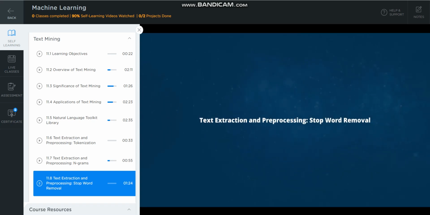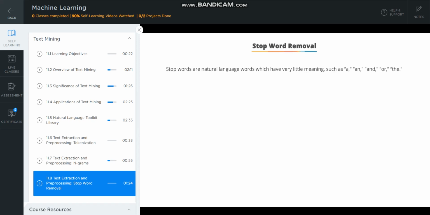Let's now understand what stop words are and how you can remove them. Stop words are natural language words that have negligible meaning, such as a, an, and, or, the, and other similar words. These words also take up space in the database or increase the processing time, so it is better to remove such words by storing a list of stop words.